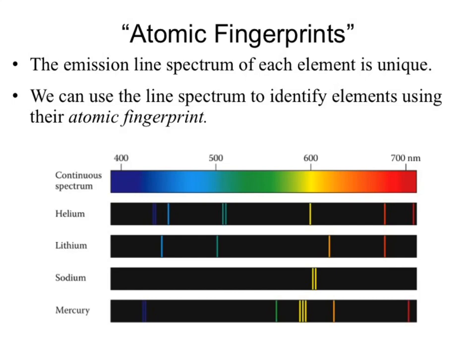I also noticed that the lines are separated differently. Like the reds, for helium, it's spaced out. Is there a significance for that? What's the difference between purple and red?